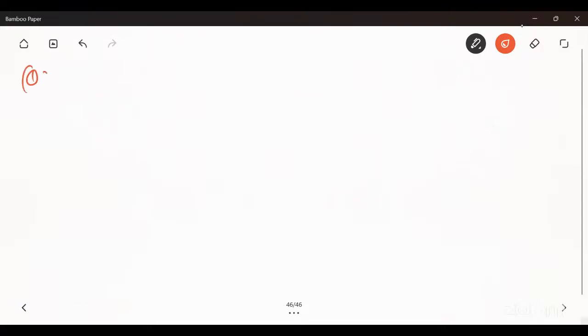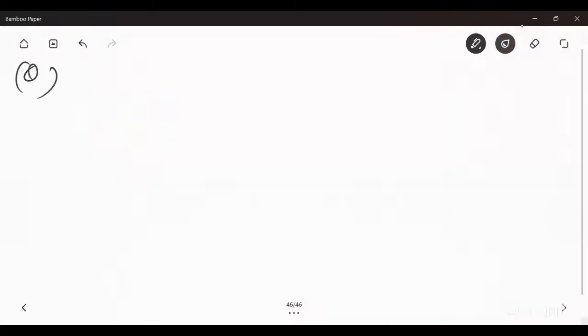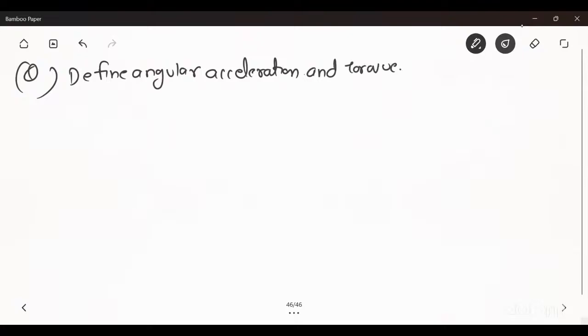Now the next question is: define angular acceleration and torque, and establish the relation between them. So what is angular acceleration?